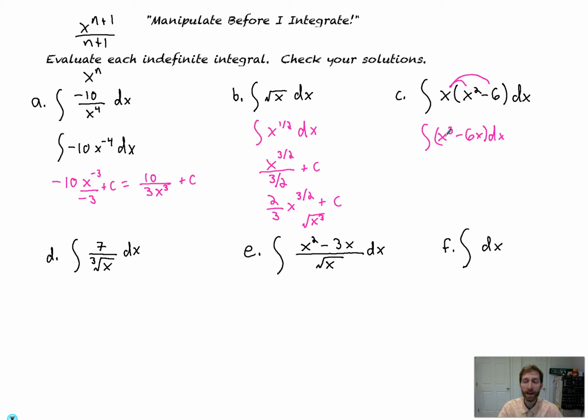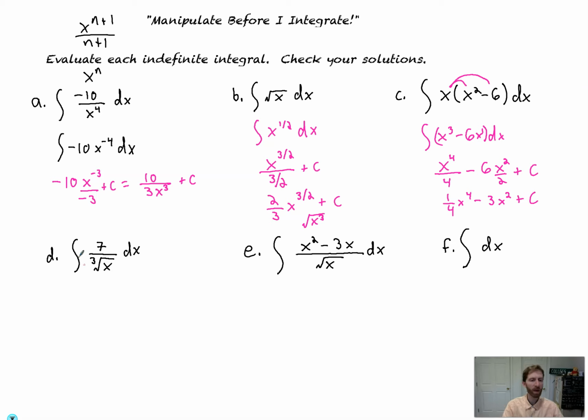So I add 1 and divide by that number that we got. So x to the 3 plus 1 is x to the fourth. Divide by that number. Minus 6 is hanging out. We add 1 to, this is x to the first. That becomes x to the second over 2 plus c. And when we simplify it, you'll get 1/4 x to the fourth minus 3 x squared plus c.